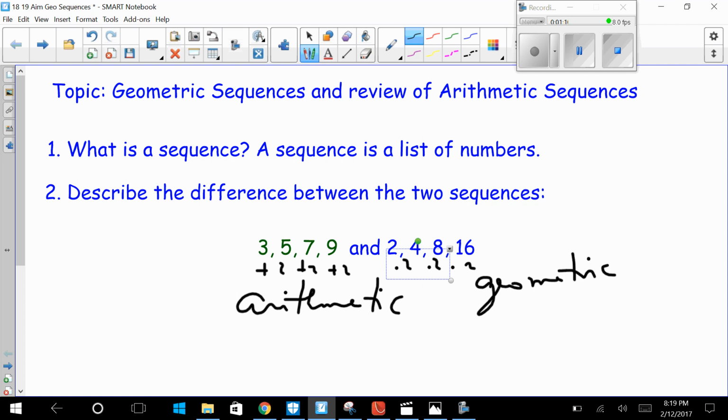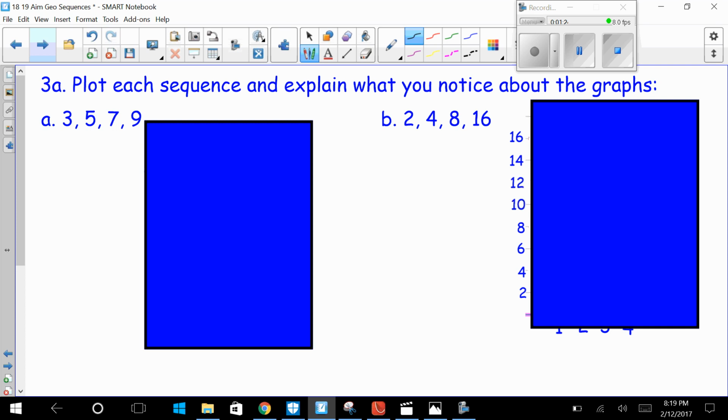Arithmetic sequences we learned about a few months ago, and we couldn't learn about geometric back then because we needed to fill in a few gaps. So we're talking about geometric now, when we're trying to connect the arithmetic and the geometric. Okay. So let's look back at these two sequences.